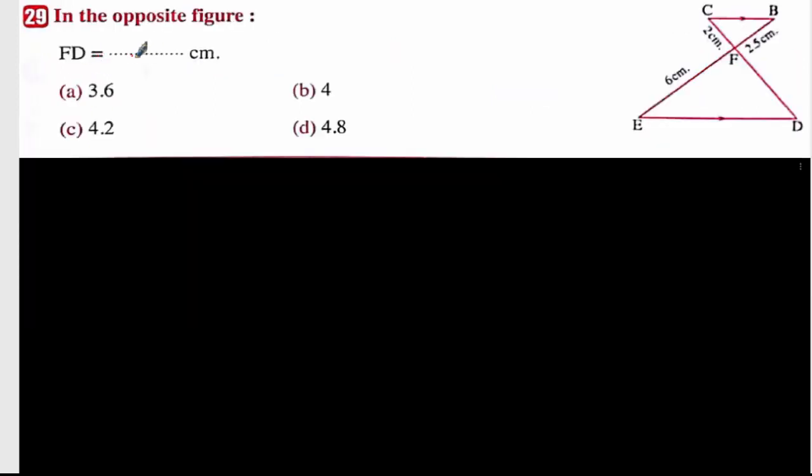Question number 29. Here in the figure we have FB equals 2.5, FC equals 2 centimeters, FE equals 6 centimeters. And we have CB is parallel to ED. The required here is to find the value of FD.